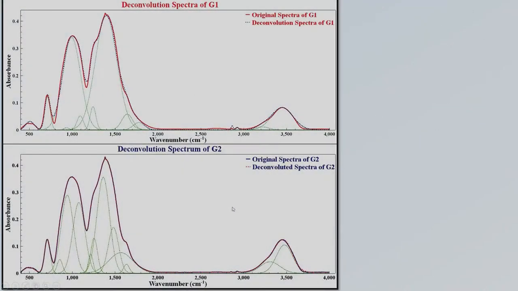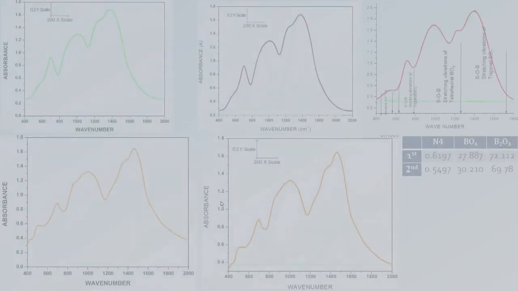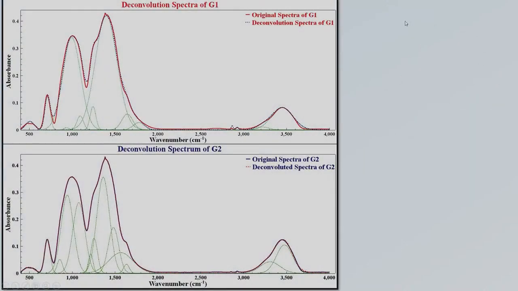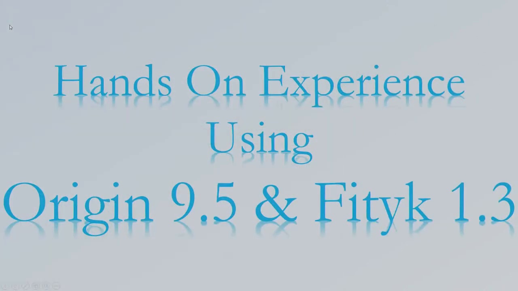And the next thing is the deconvolution spectra. See, we have done two things here. We are using the Origin software, from which we can do the refinement of the samples, and we have also used other software for the deconvolution. We used FityK, version 1.3, which is available online as a free version.